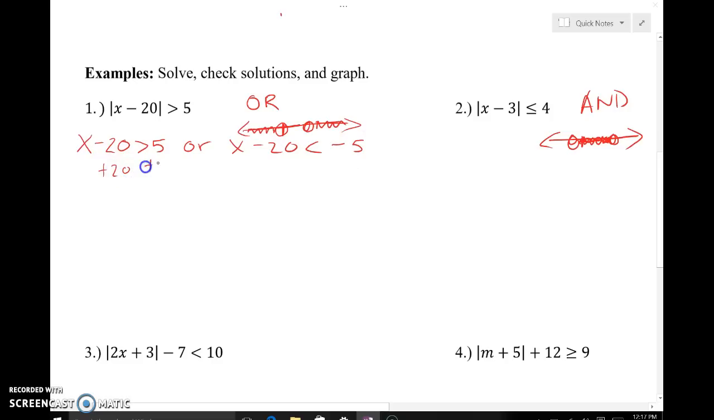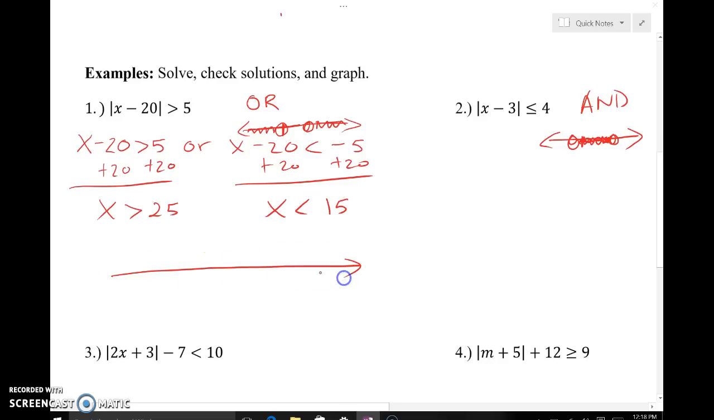Add 20 to both sides, add 20 to both sides. X is greater than 25. Or add 20 to both sides, add 20 to both sides. X is less than 15. So I go to my solution picture so I could show all of the solutions to this inequality. I'll put 15 and I'll put 25, making sure that they're in the right order from smallest to largest. This is a greater than, not greater than or equal to, so we're talking about open circles. And again, I'm going to shade x is greater than 25, that's bigger, that's this way, or x is less than 15, that's going to be to the left.